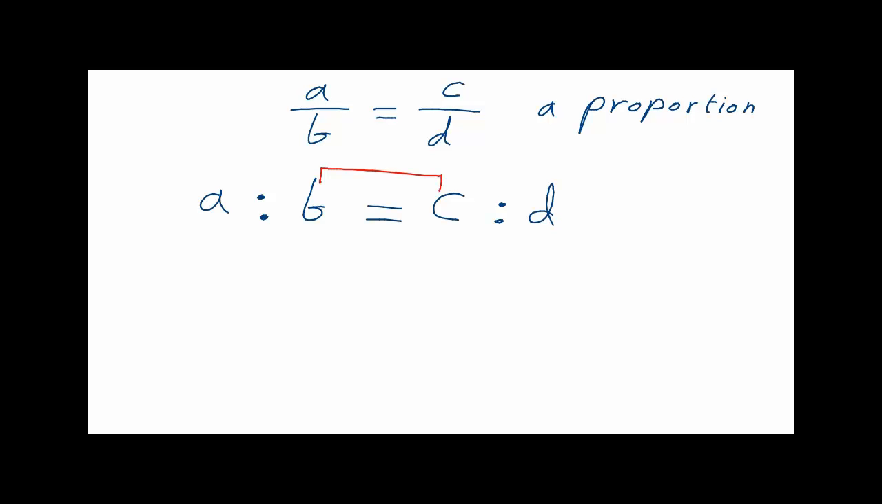These two numbers in the middle, we call them the means, and these two numbers from outside, we call them the extremes. So these are the means and these are the extremes. So these two ratios, A over B and C over D, are called a proportion if they are equal.